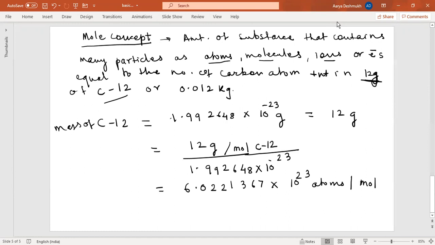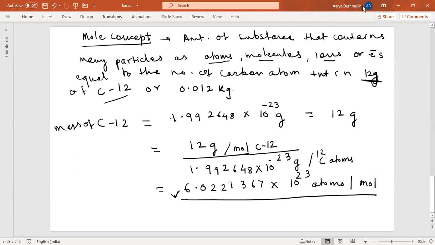1.992648 into 10 raised to minus 23 grams per C12 atom. Now you will get this thing, which is nothing but what we call Avogadro's number. This is the way you can get the answer for Avogadro's number. Now 1 mole, that is 1 gram molar mass of a substance, contains 6.022 into 10 raised to 23 molecules. You can restrict up till here.